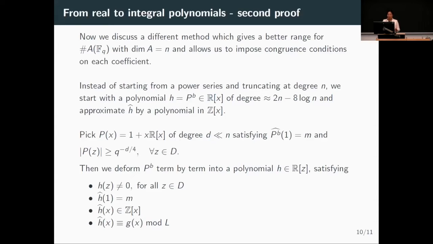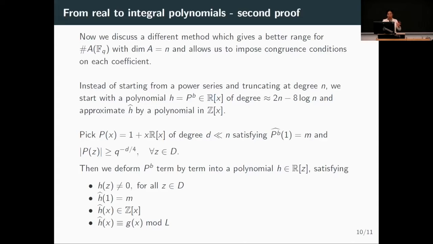So what we did was we deform this h, starting h, which is given by p to the b, term by term, into a polynomial h hat, where h still has real coefficients, but h hat has integral coefficients. So another realization is that all I need is for h hat, which is my targeting wave polynomial, to have integral coefficients. But whether h had integral coefficients or not, I really don't care. All I care about is h hat.